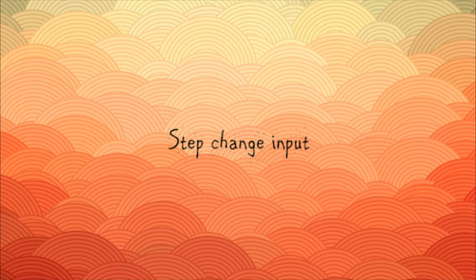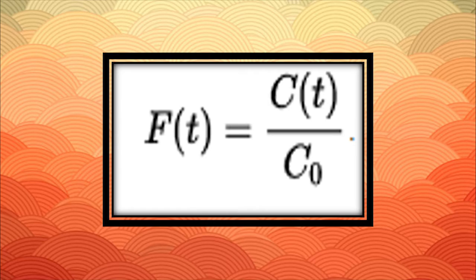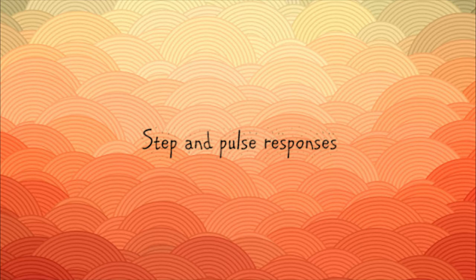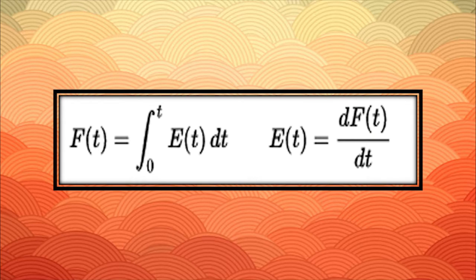For step change input, the cumulative distribution denoted by F as a function of t is simply C as a function of t divided by C0, while the step and pulse responses of a reactor are related by the following. F(t) is equivalent to the integral of E(t) dt, and E(t) is equivalent to the derivative of F(t) with respect to t.